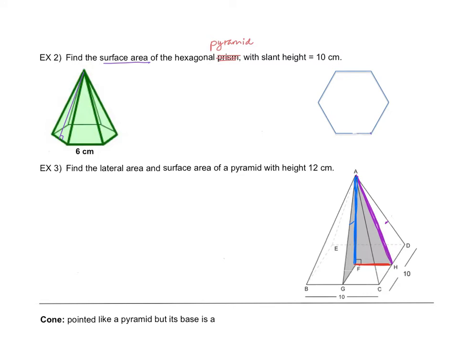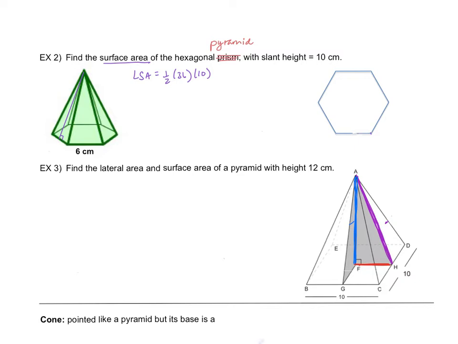Now, specifically, when it says surface area, that means we want the total surface area. But we really can't find the total surface area unless we know part of the lateral surface area, right? Unless we know that to add it to the area of our base. So let's start off with looking at the area formula for our lateral surface area. So for that, we know we're going to take 1/2 times our perimeter times L.